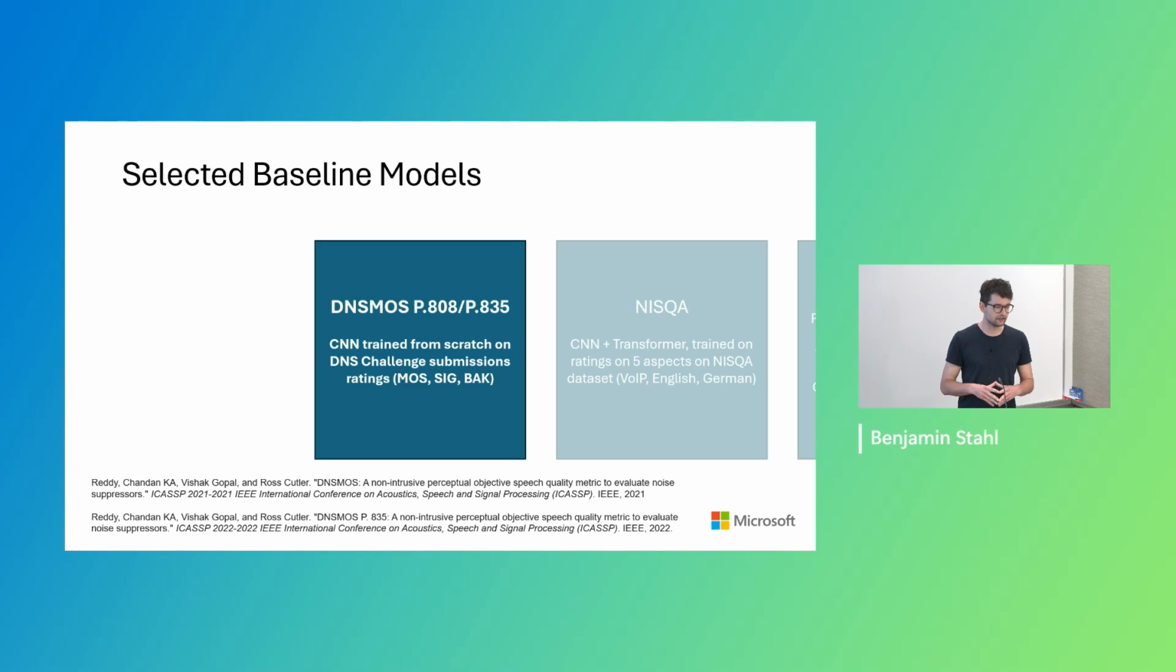So I selected some state-of-the-art baseline models. First of all, there's DNSMOS. It's a widely used model. It's a CNN trained from scratch on the DNS challenge submissions. And there are two models, a P808 and a P835 model. P808 only estimates MOS. P835 estimates MOS overall, SIG and BAK. SIG means preservation of the target signal, and BAK means disturbance by background sounds.